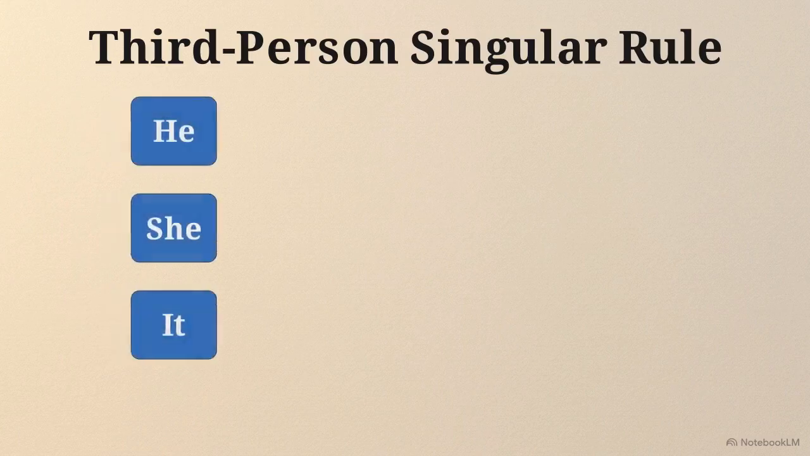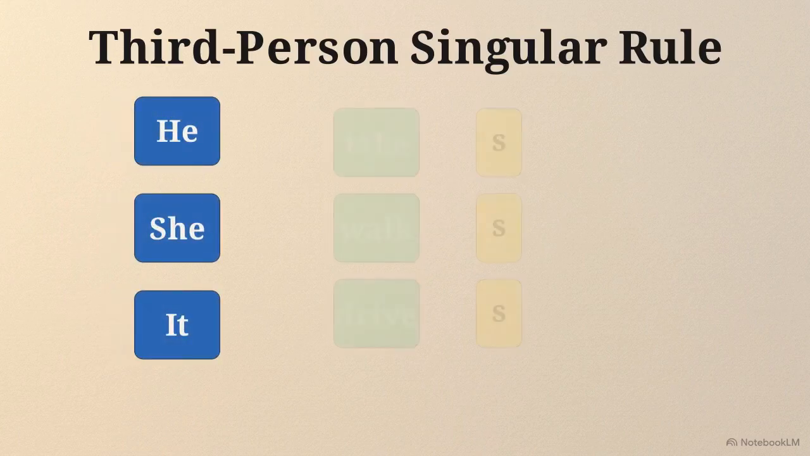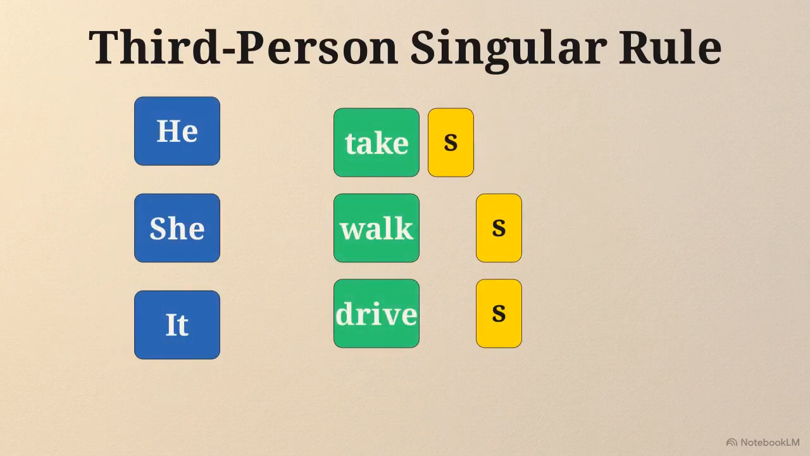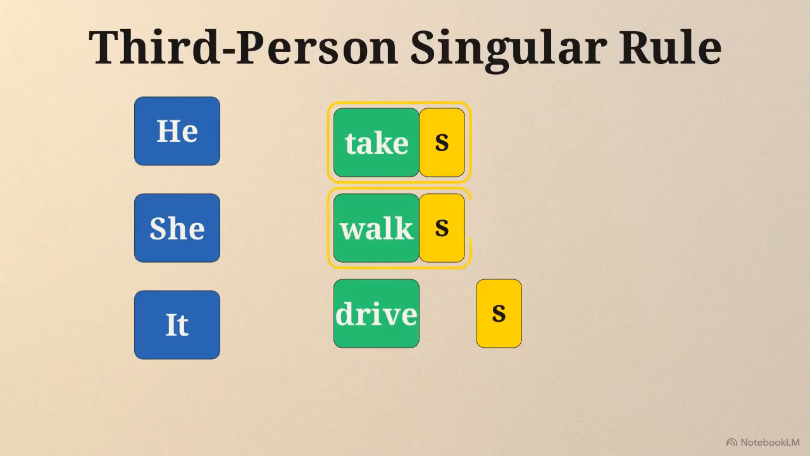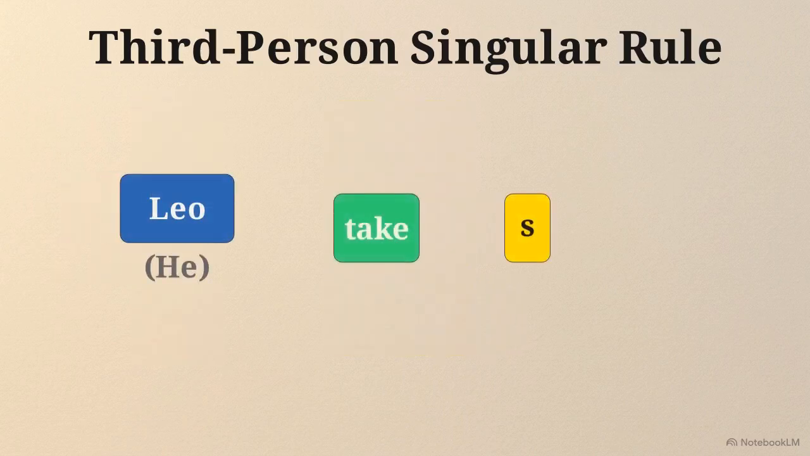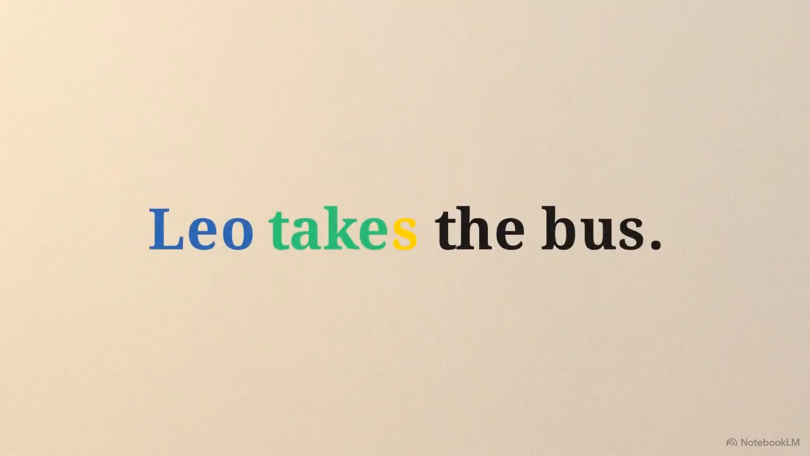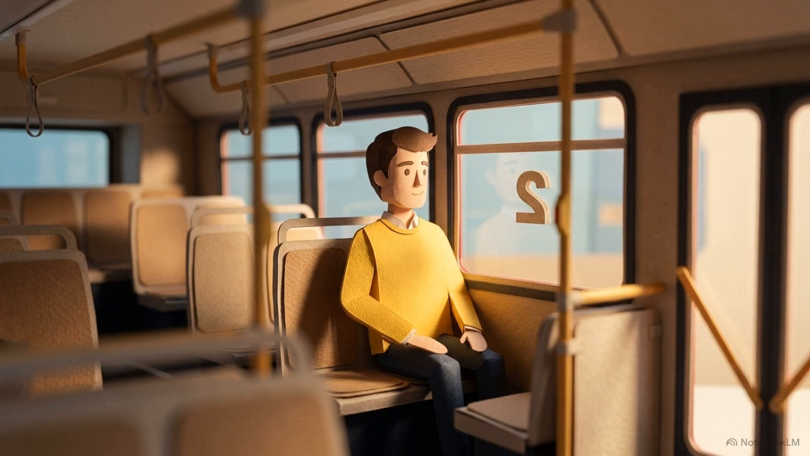When using he, she, or it, we have to add an S to the end of that action word. Walk becomes walks. Drive becomes drives. Because Leo is a he, we add that S. We say, Leo takes the bus. By remembering to add that single letter, you can accurately describe the daily habits of anyone in your life.